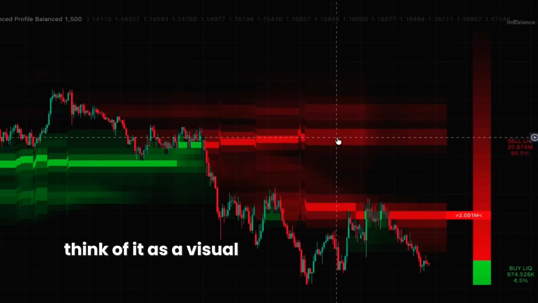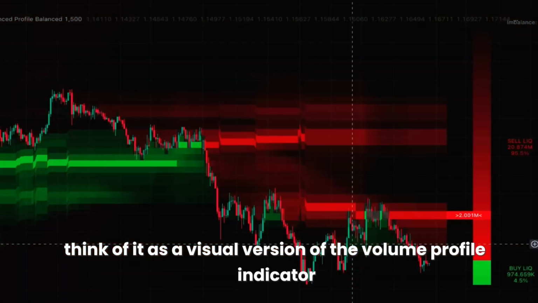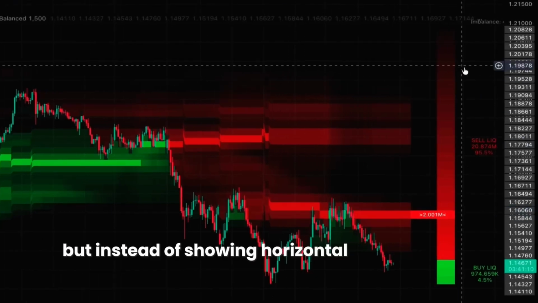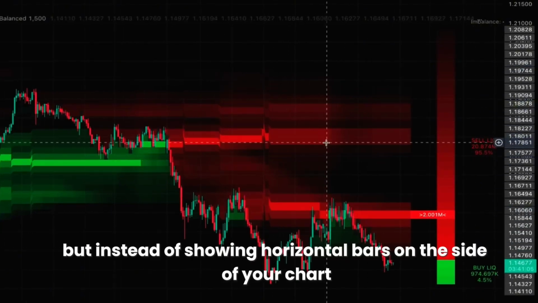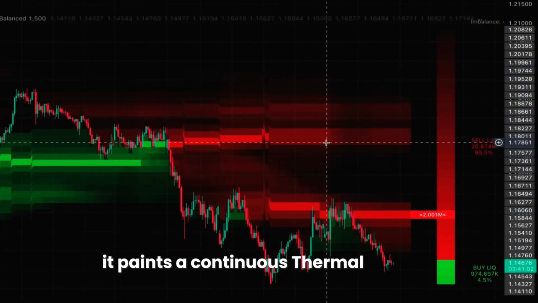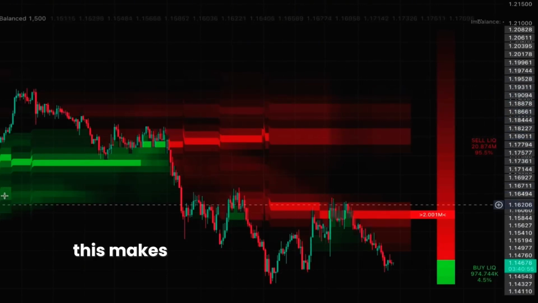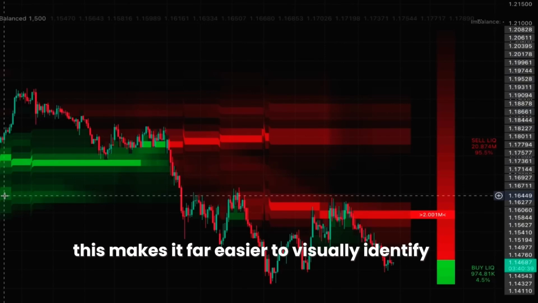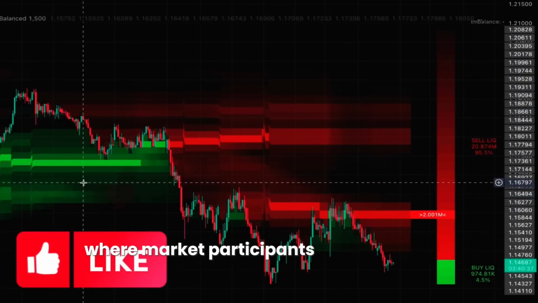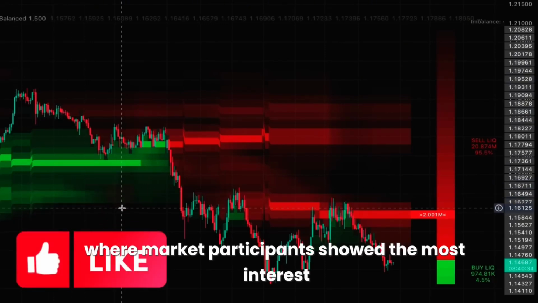Think of it as a visual version of the volume profile indicator, but instead of showing horizontal bars on the side of your chart, it paints a continuous thermal heat map directly over your candlestick chart. This makes it far easier to visually identify price zones where market participants showed the most interest.